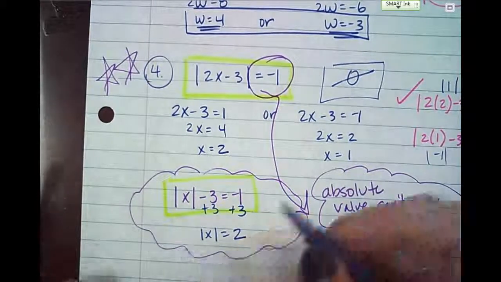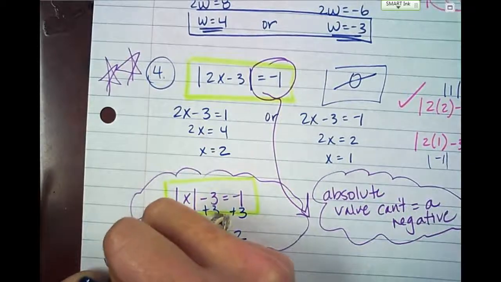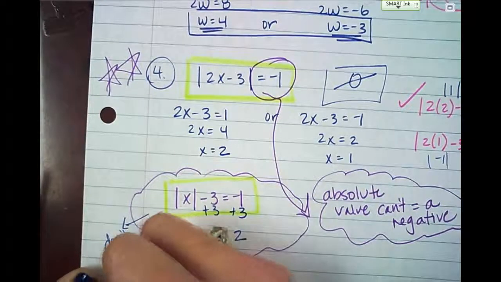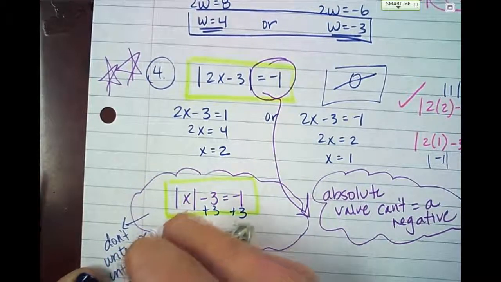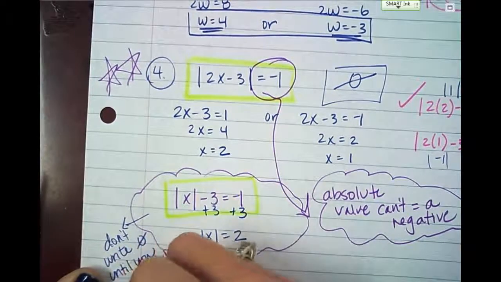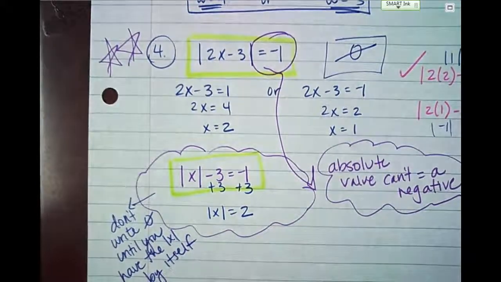Okay? Here's another note. Don't write no solution until you have the absolute value by itself. Does that make sense? We have 2 more. We're almost done.